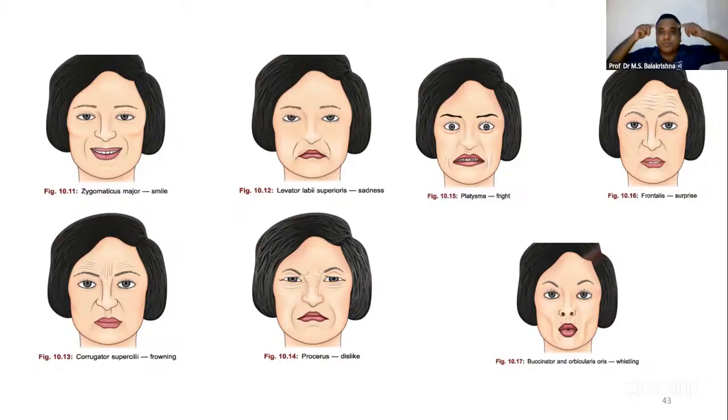Frowning, you do like this. The eyebrows you put up and down. That is frowning, corrugator supercilii. Procerus here, that is dislike. You don't like it. Whistling muscle, the buccinator. And then the other, grinning. Grinning means you do like this. Risorius muscle will help in that.